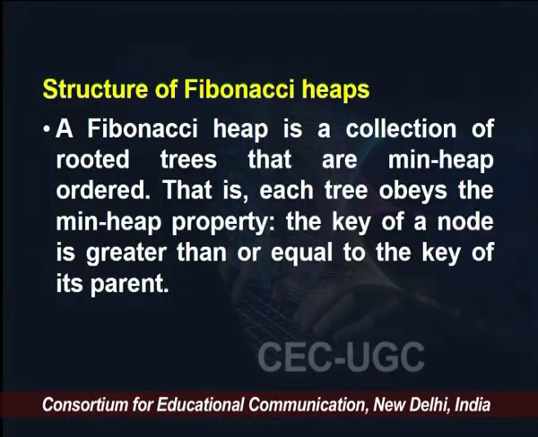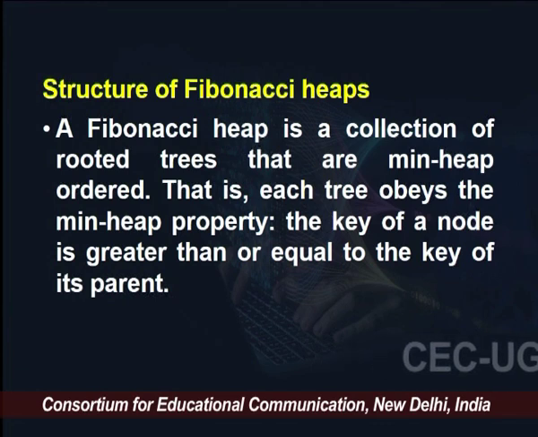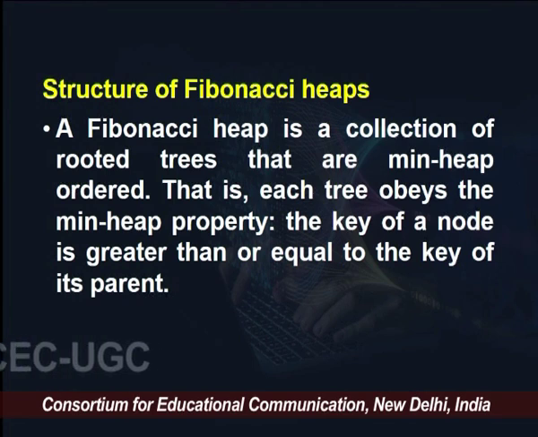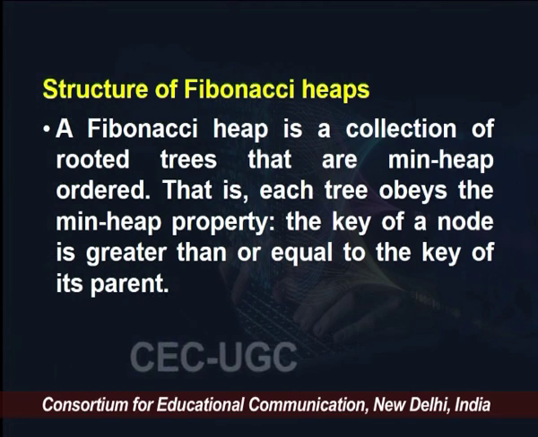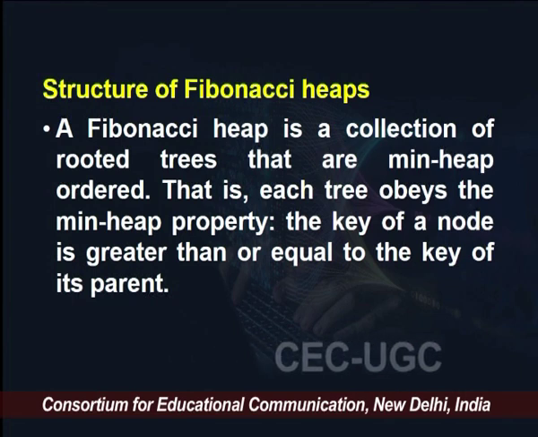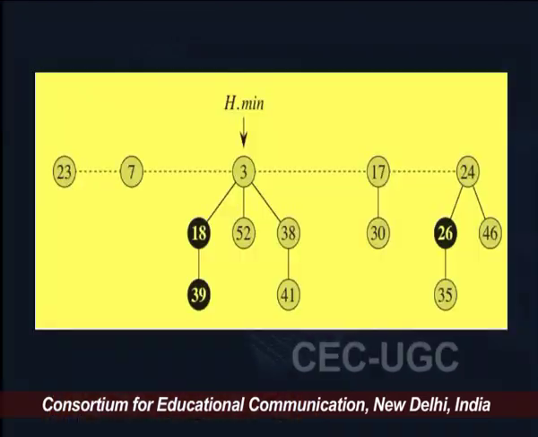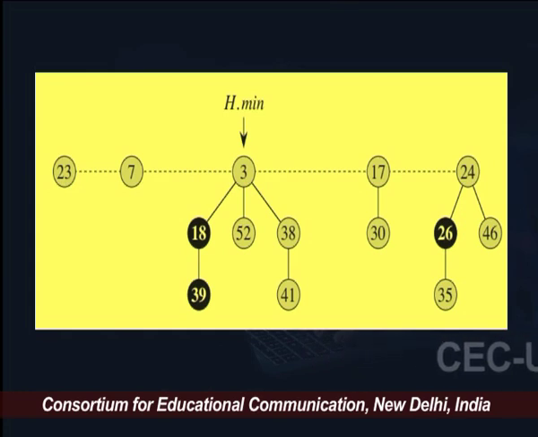So, these Fibonacci heaps are basically a collection of rooted trees, and these trees are min heap ordered. That means each tree obeys the min heap property, which says that the key of a node is greater than or equal to the key of its parent. Now, here on the screen you can see a Fibonacci heap.